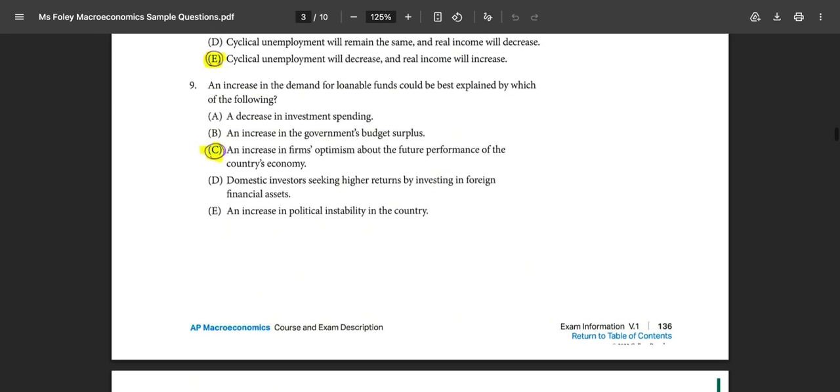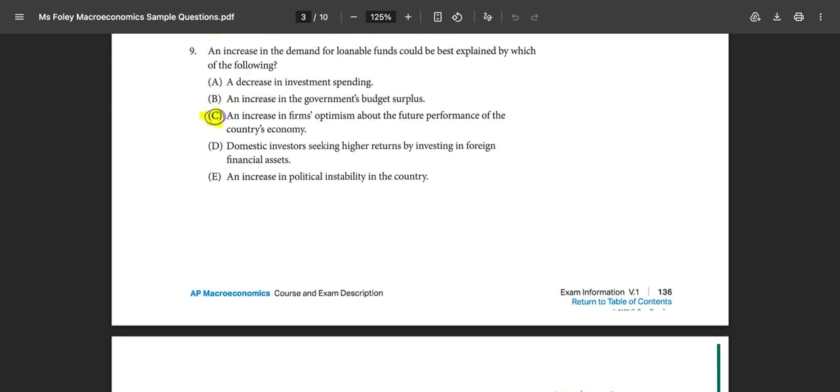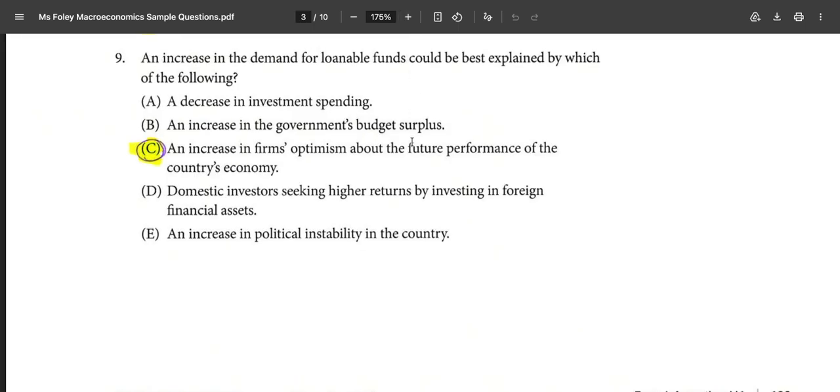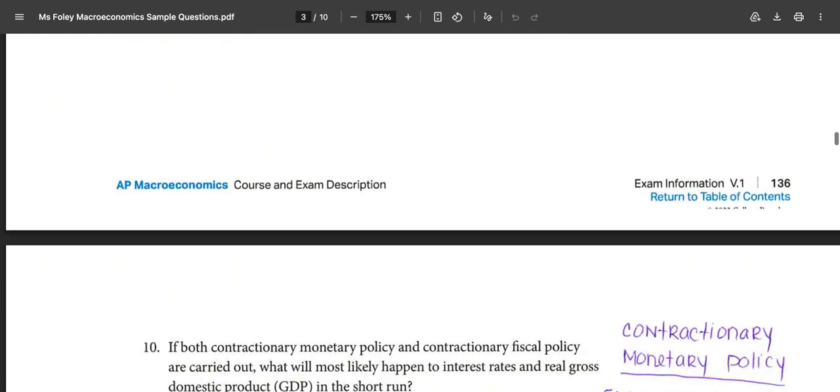Number 9, an increase in demand for loanable funds can best be explained by which of the following. So remember, demand shifts for two reasons. Number 1, government spending, and number 2, perceived business opportunities. So I see them talking about government budget, but if government budget is in a surplus, they would actually decrease their demand for loanable funds. So that would go down. So C is the correct answer, because an increase in firms' optimism, that's that perceived business opportunity. That would be the correct answer there.